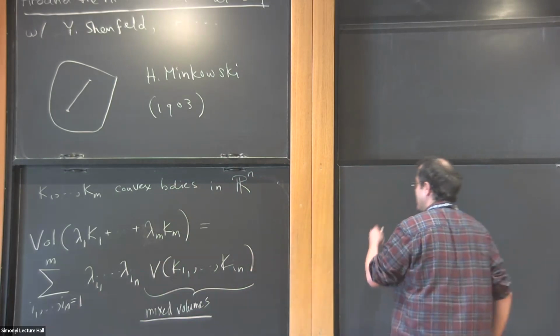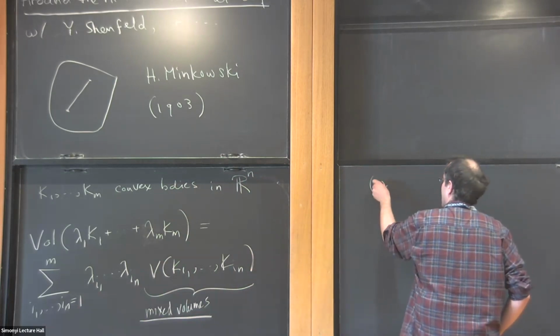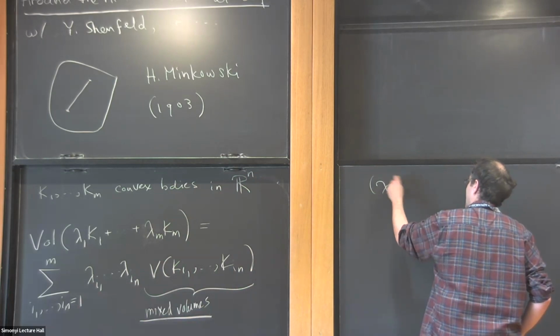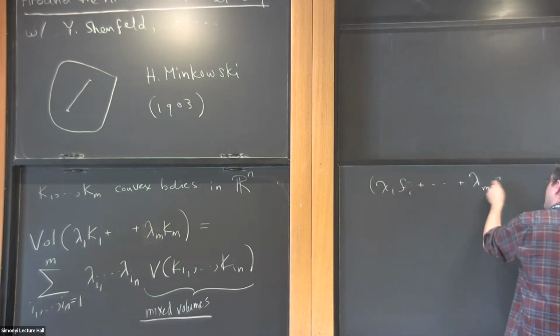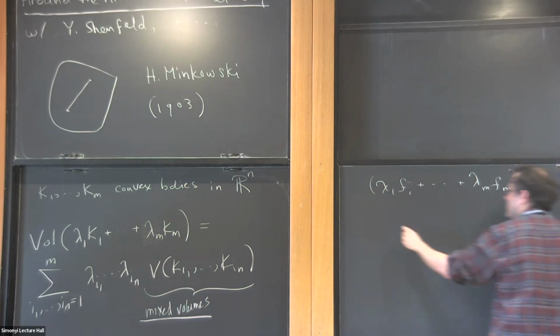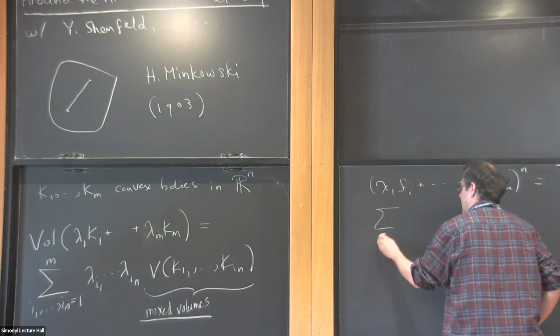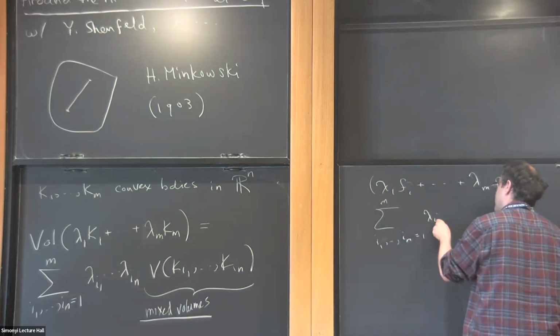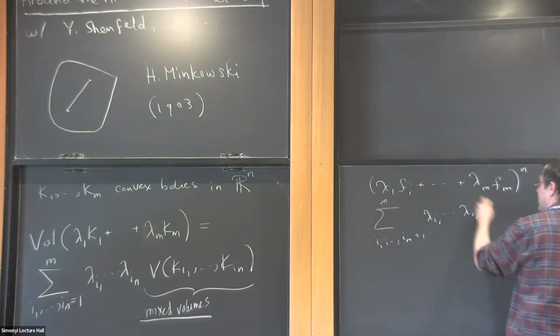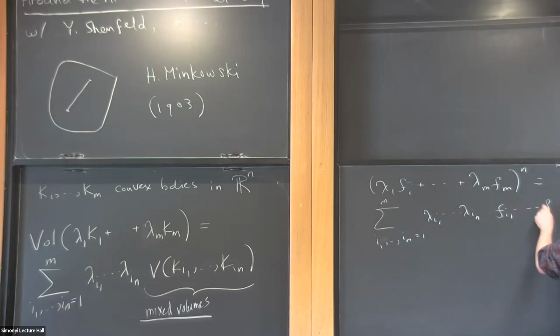So you should think of this as analogous to the following formula. Lambda 1 f1 plus lambda m fm to the power n equals the sum over I1 to In from 1 to m of lambda I1 to In, right? And then we get f I1 to f In. Okay, so these products are just a mix. Is it okay?